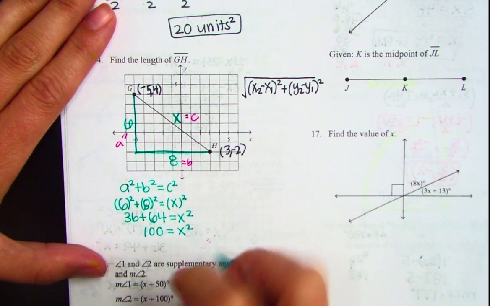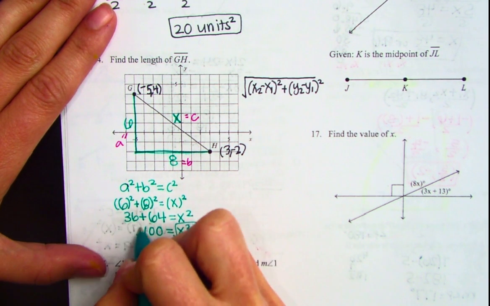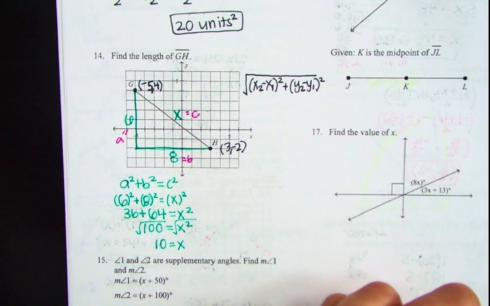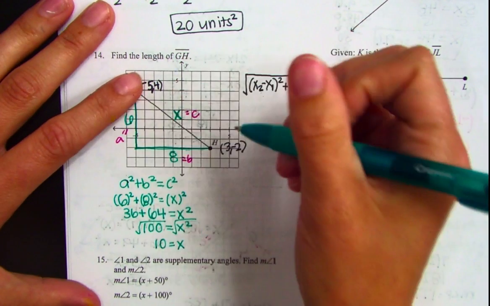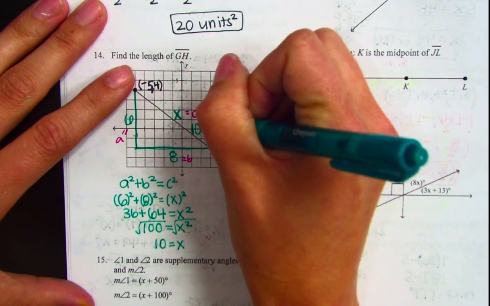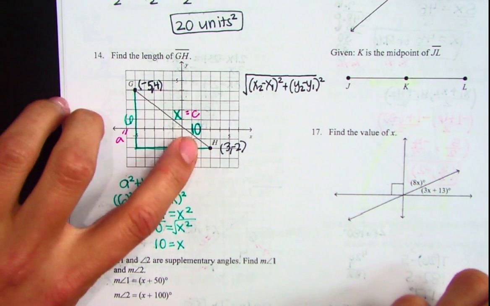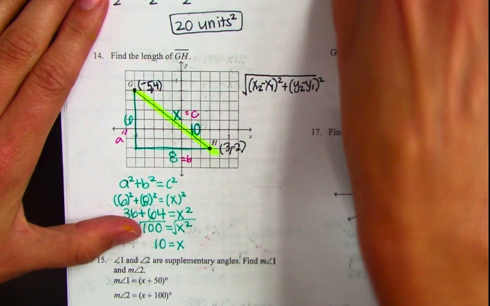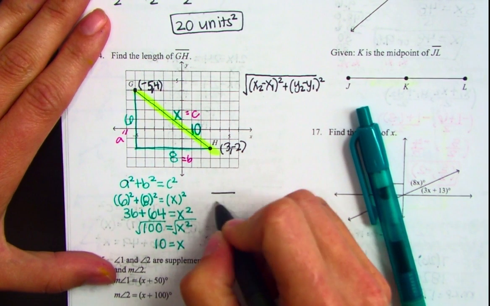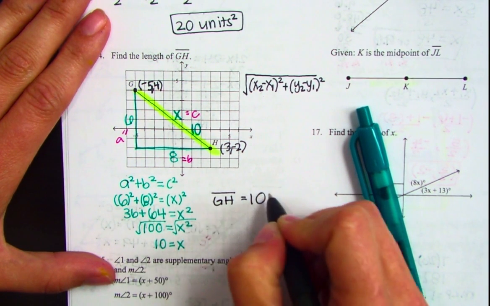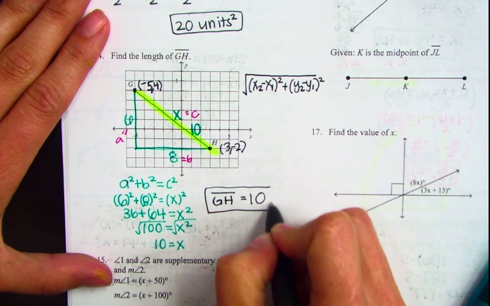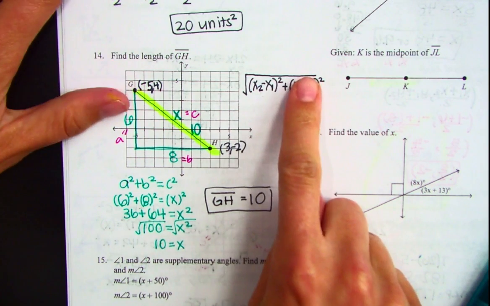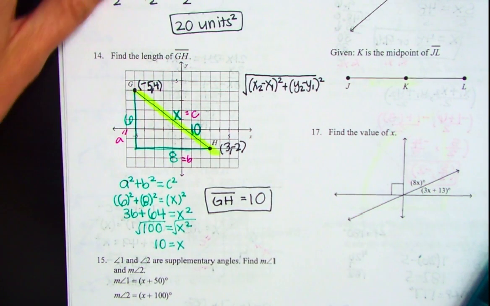And my final step, if I want to get x by itself, is to do the square root. Square root of 100 is 10. So I have that my missing length right here is 10. So that means that this segment that we were looking for, the length of GH, is 10. So segment GH is 10 units. And then if you would have used this method, you still would have gotten 10 as your answer.